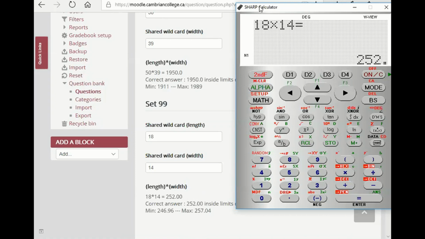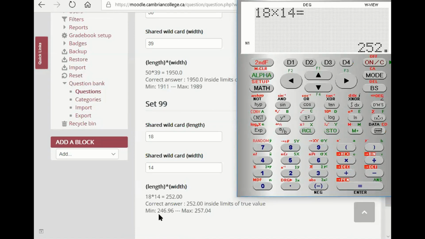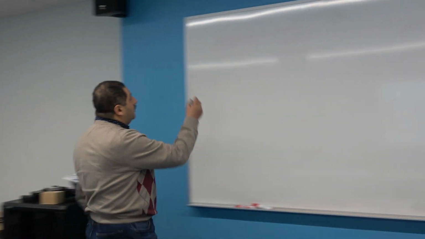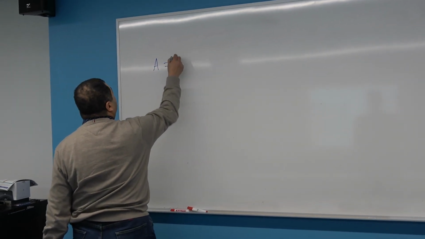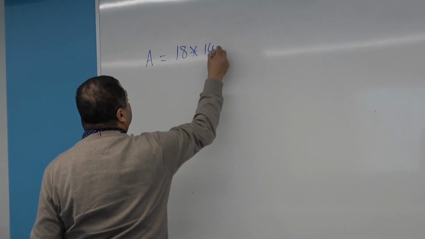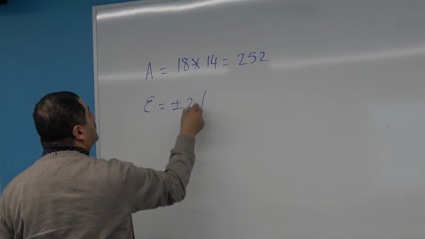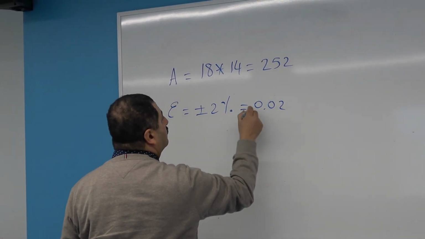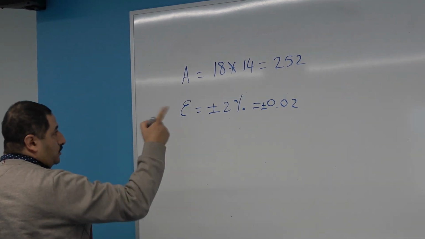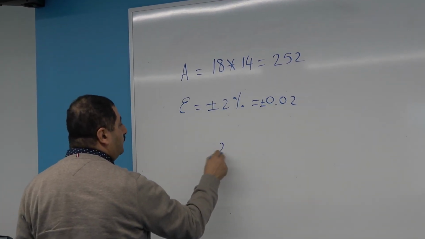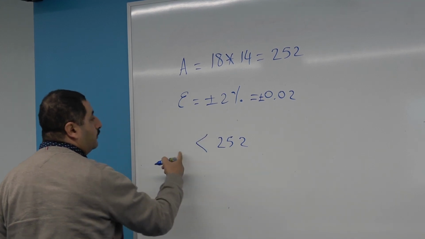And here it allows for limits of 246.96. This is my minimum, up to 257.04. How did Moodle obtain these values? Go back to my calculator. And because I allowed plus or minus 2% error, so our answer was the area is 18 multiplied by 14. This is 252. My error is plus or minus 2%. This is a 0.02 plus or minus here. So in this case, it will accept any answer. 252 will be bounded by minimum and maximum.